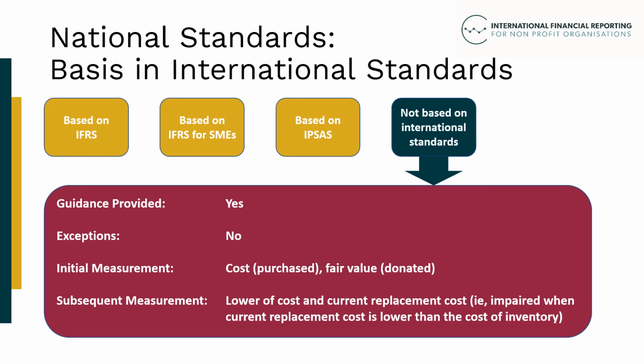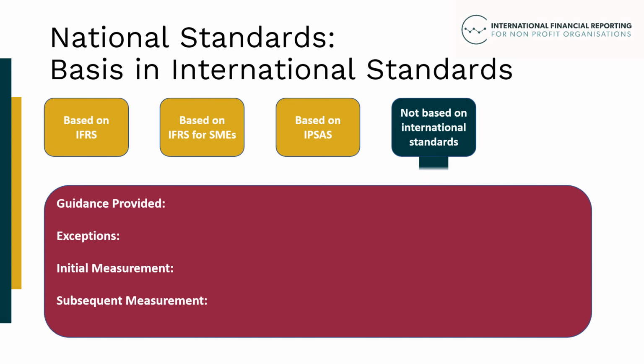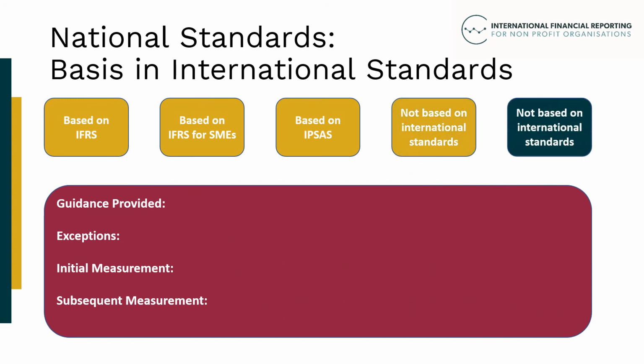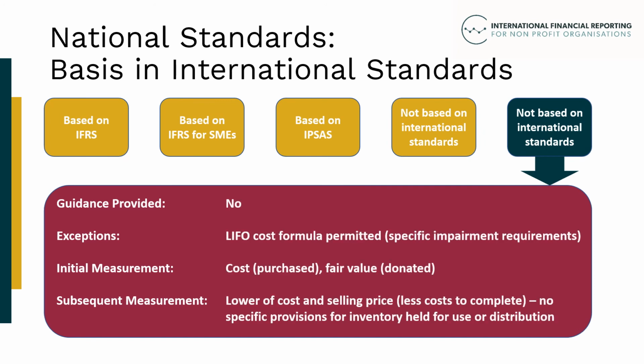Measuring inventory to reflect its service potential may help NPOs. For example, NPOs that hold short life inventory may be better able to show that service potential reduces as the inventory approaches life expiry. Finally, another jurisdiction has a standard that is not based on international standards, but is again broadly consistent with IFRS standards and IFRS for SMEs. This jurisdiction permits the use of the last in, first out costing formula, albeit with specific impairment provisions. This standard does not provide any specific guidance for NPOs.